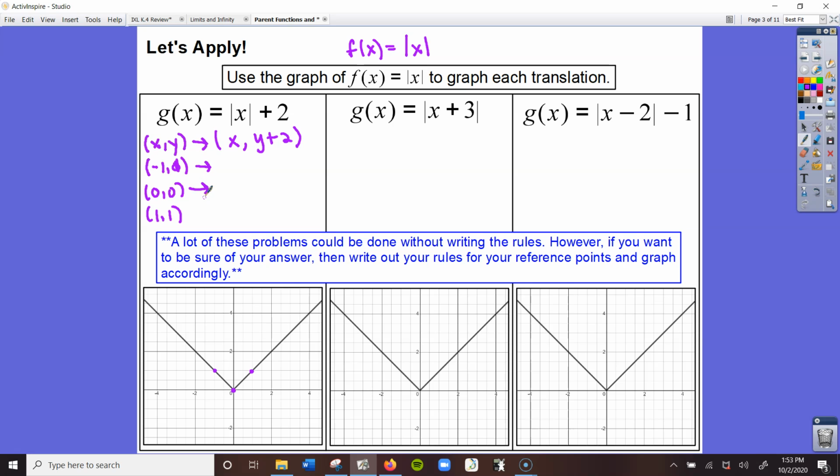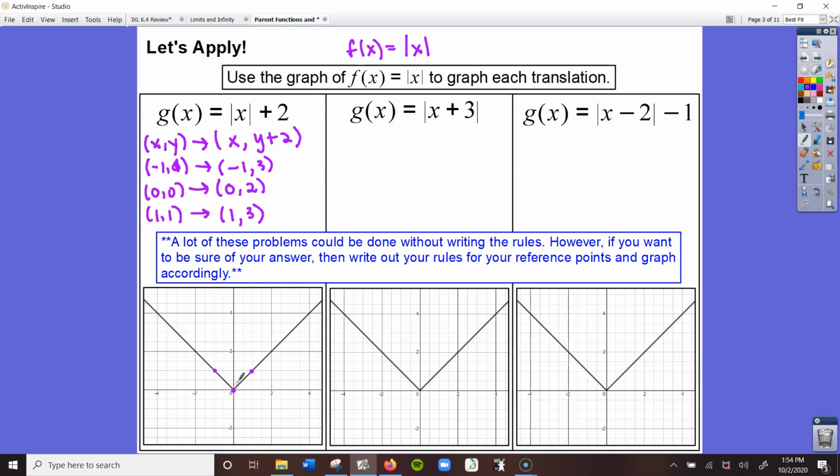So once you have your transformation rule completed, you would take your reference points and plug them into each rule. So the -1 is the x, which did not change, and then the y, which is 1, you add 2. So it'll be 1 plus 2, which is 3. We continue plugging in. So we have 0, and then 0 plus 2, which is 2. Then 1, and then 1 plus 2, which is 3.